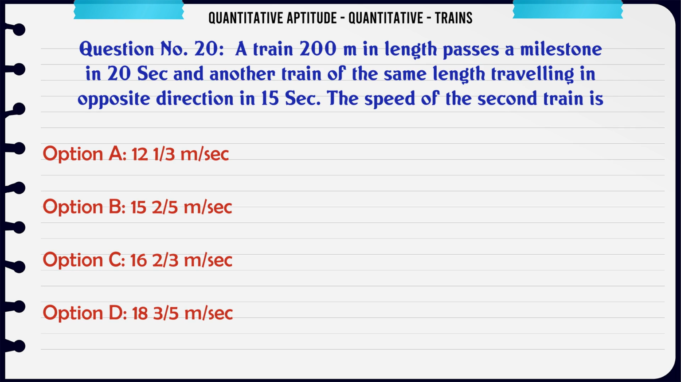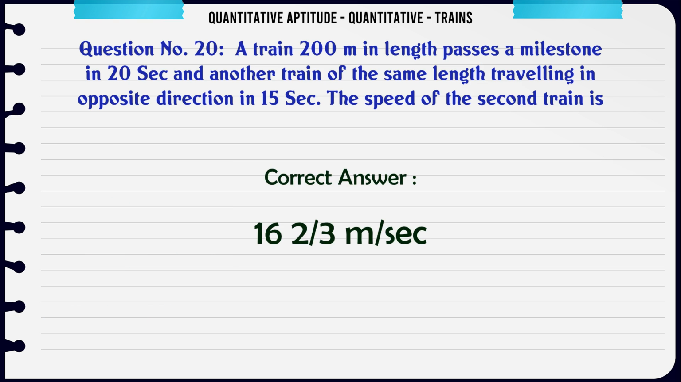The speed of the second train is A 12 1/3 m/sec, B 15 and 2/5 m/s, C 16 and 2/3 m/s, D 18 and 3/5 m/s. The correct answer is 16 and 2/3 m/s.